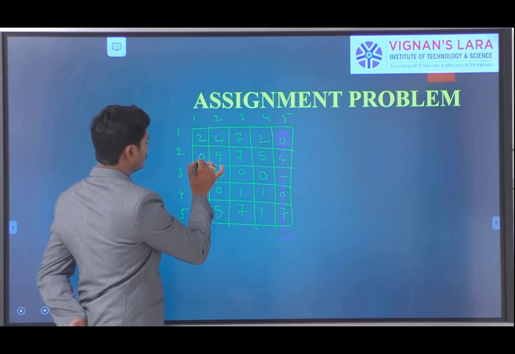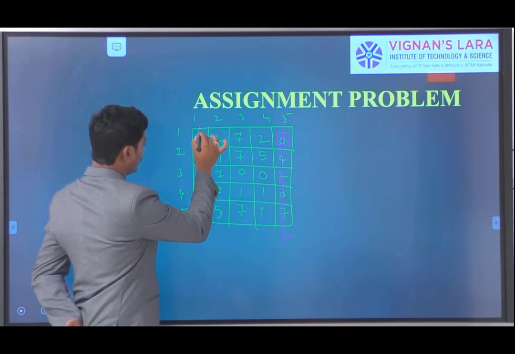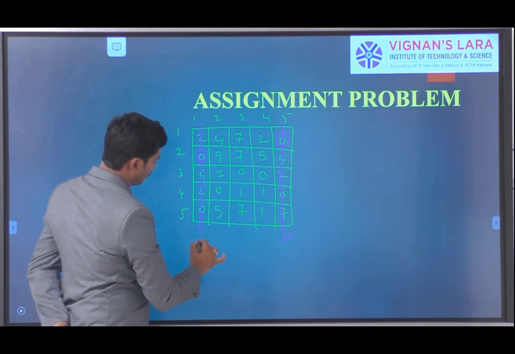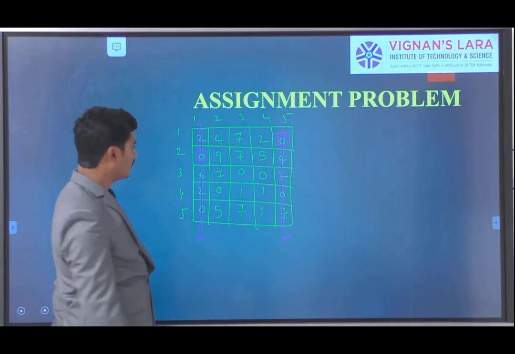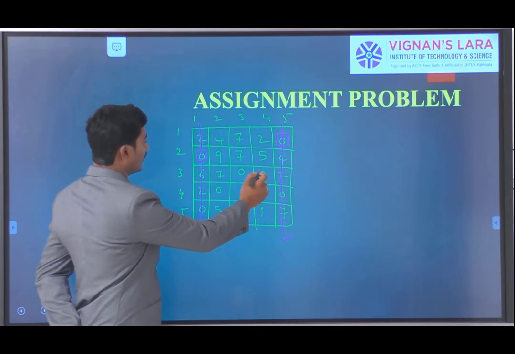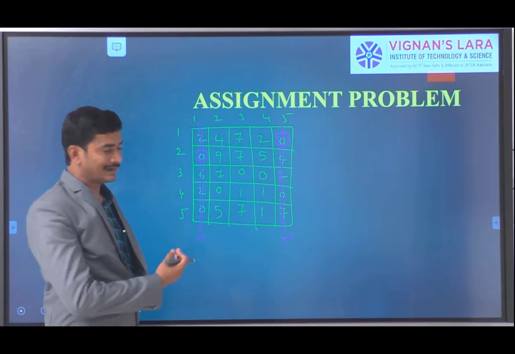Next, we are coming to the second row. Here we have only 1 zero, so we simply draw another line here. Next, coming to the third row. Here we have 2 zeros. Simply neglect that row.